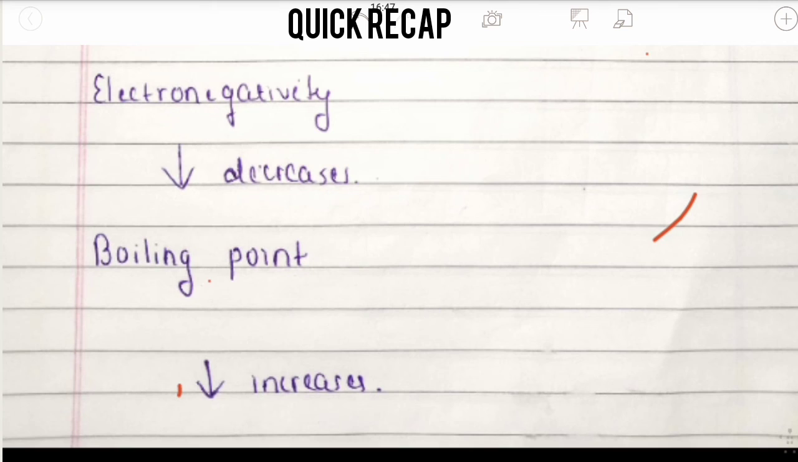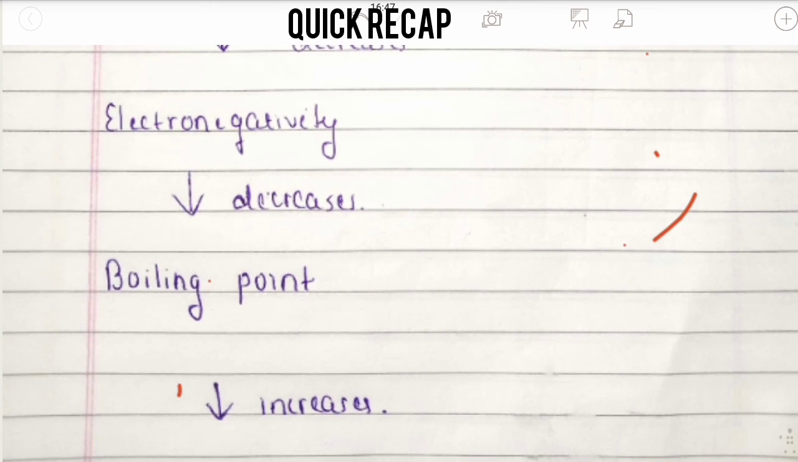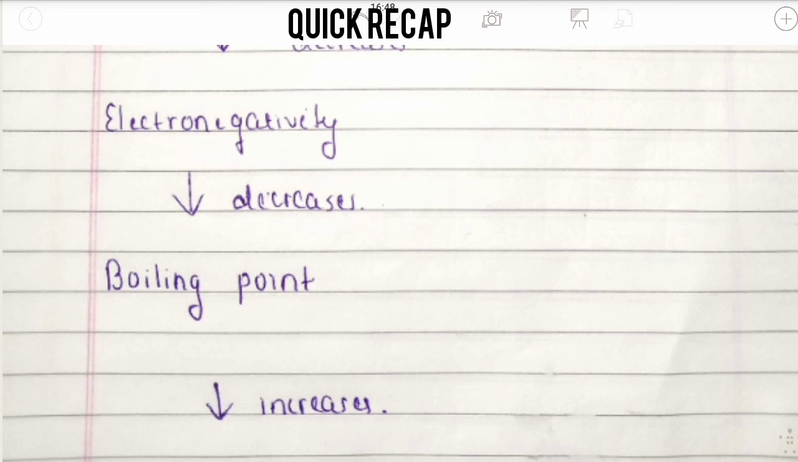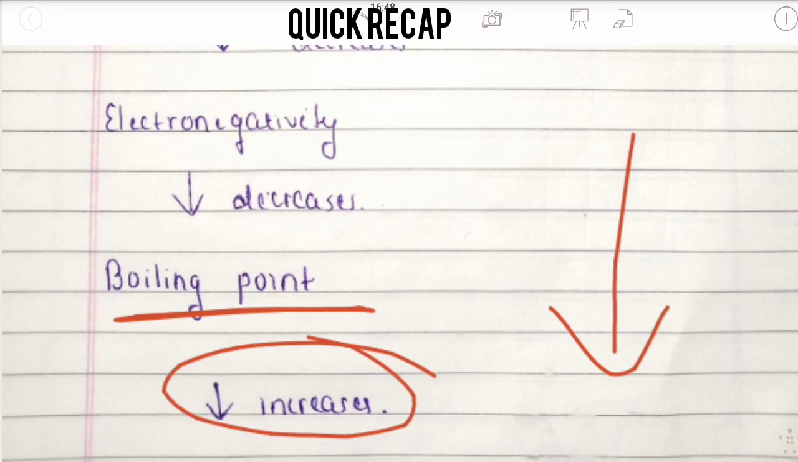Next comes the physical properties. Nitrogen and phosphorus are non-metals, whereas arsenic and antimony are metalloids. Bismuth is a typical metal. As you go down the group, boiling point increases. Every element shows allotropy, but nitrogen does not.